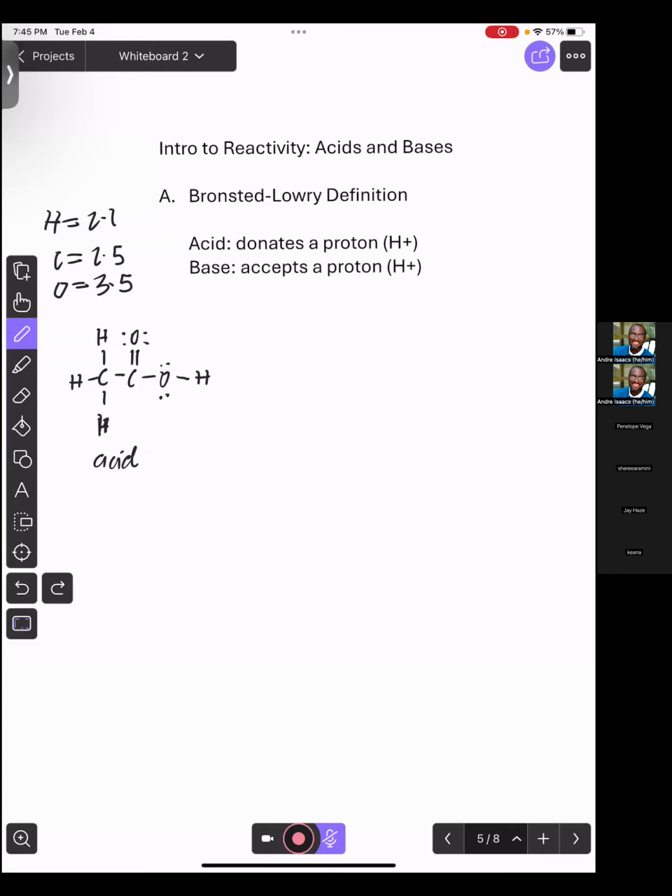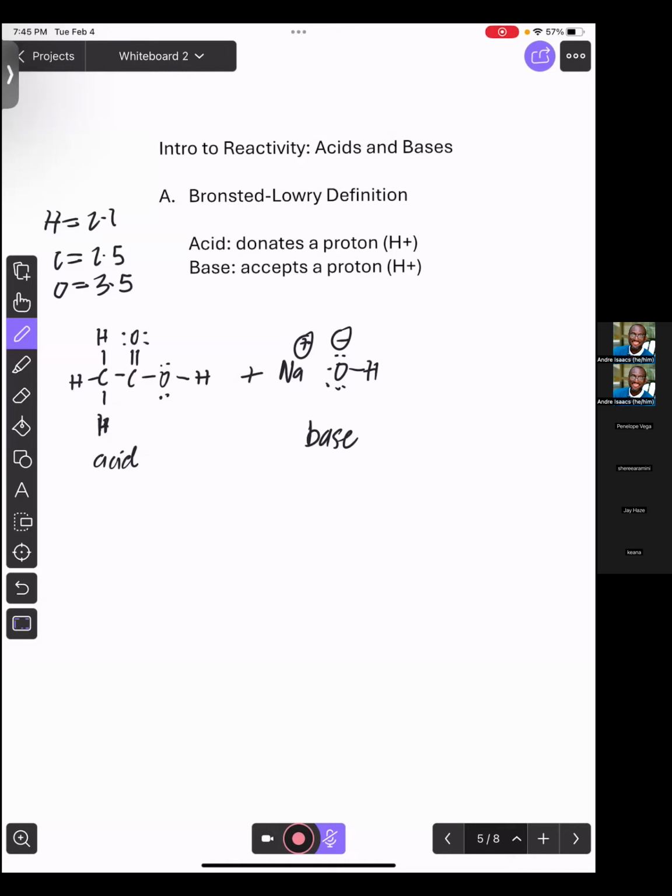Now, let's look at our base. So I'm going to react this with sodium hydroxide. Sodium hydroxide has an ionic bond and it has a covalent bond. The O and the H are covalently bonded to each other, and the sodium and the oxygen are ionic bonded. They are electrostatically attracted to each other. So this is the base.